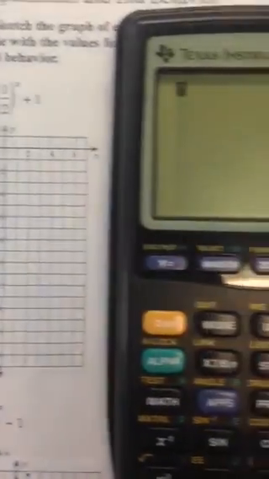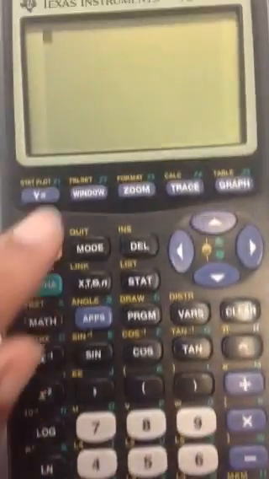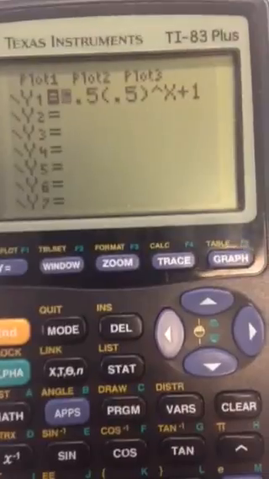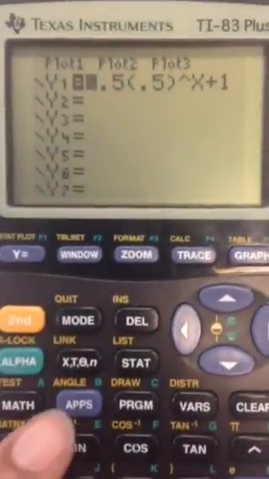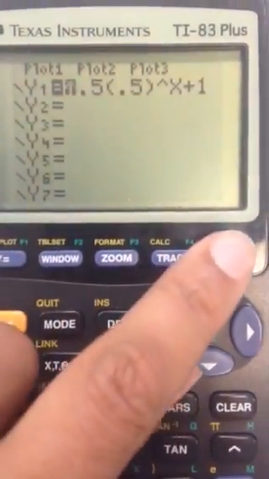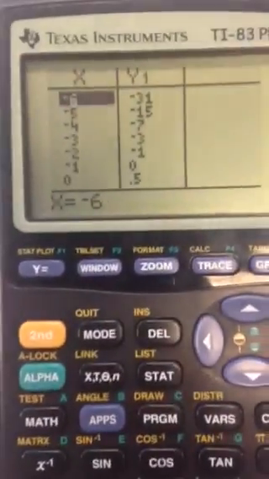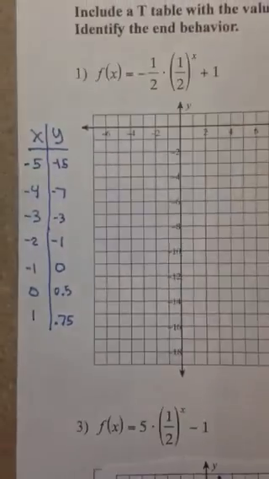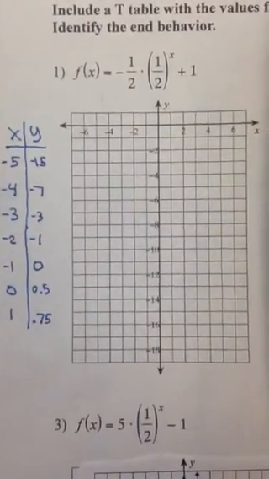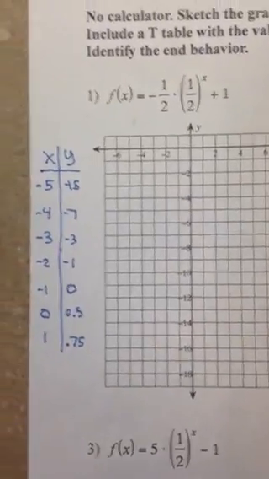So coming to our calculator, I'm going to go to the y equals and enter the function as seen on the paper. Alright, and then go to the t-table, and we're going to find some points from the t-table and actually record them on the paper. So we're going to record the actual points on the paper. Now we're ready to graph.